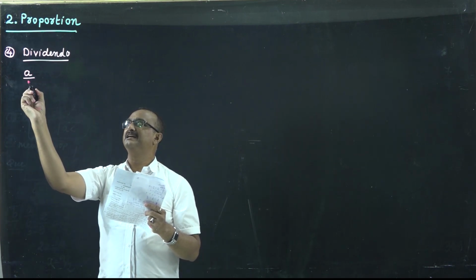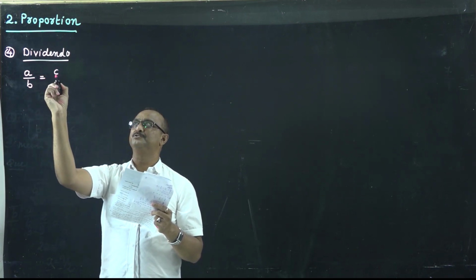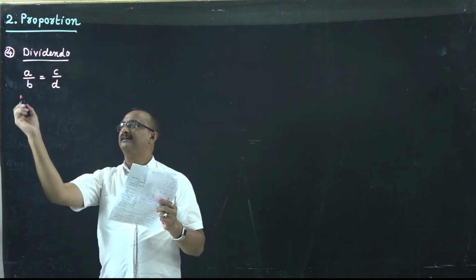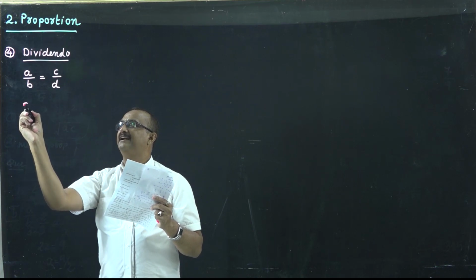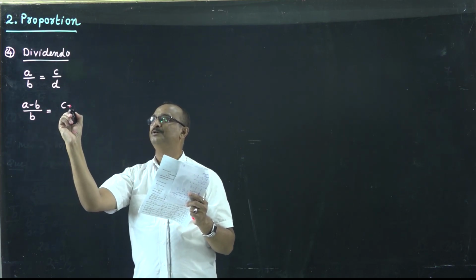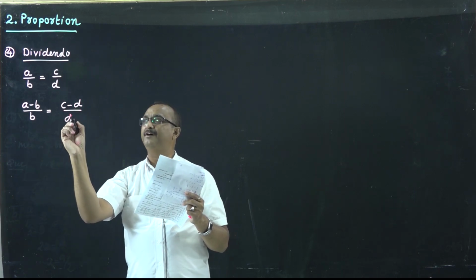See, A upon B is equal to C upon D is given. We can write A minus B upon B is equal to C minus D upon D.